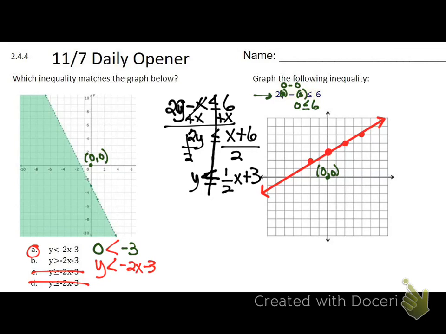Yeah. So we're going to shade the side that is true. So we're going to run towards the solution. Now, if it was false, we would run away from the solution. We'd shade away from it.